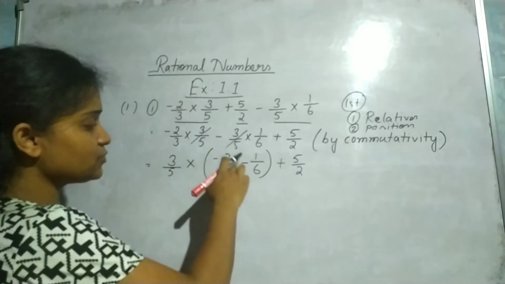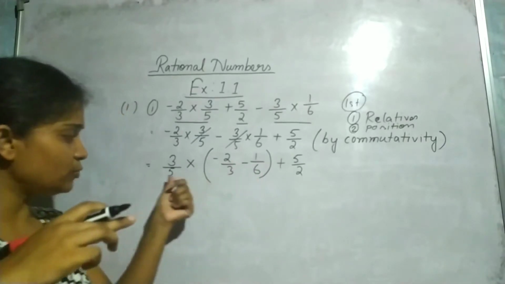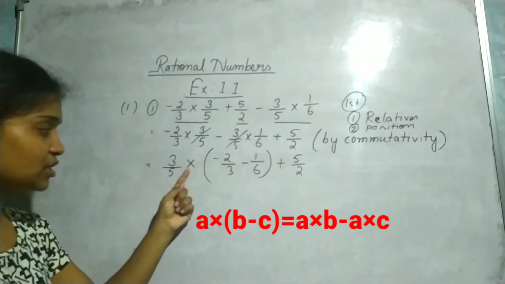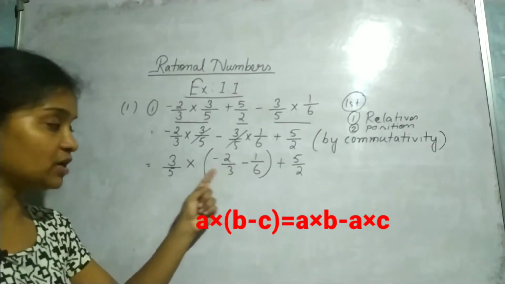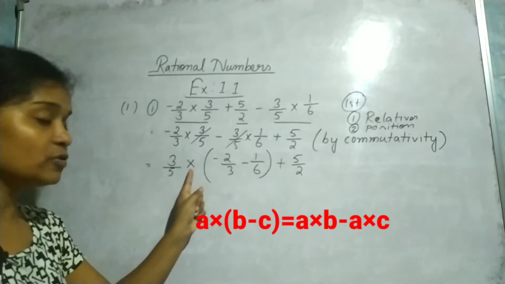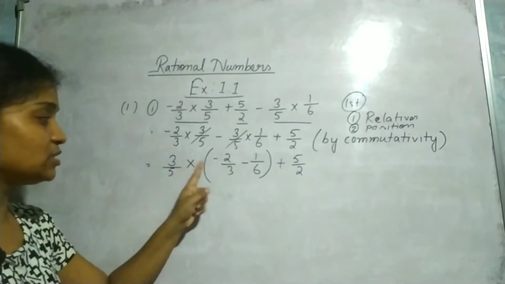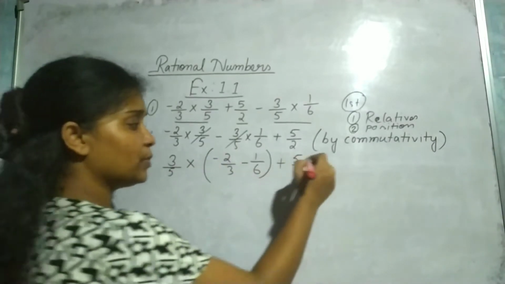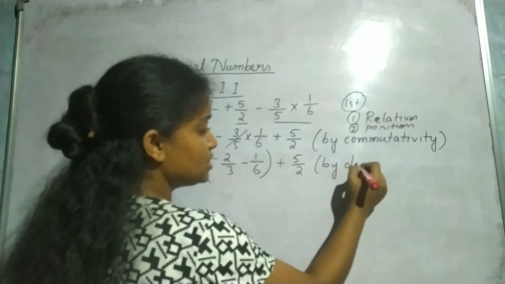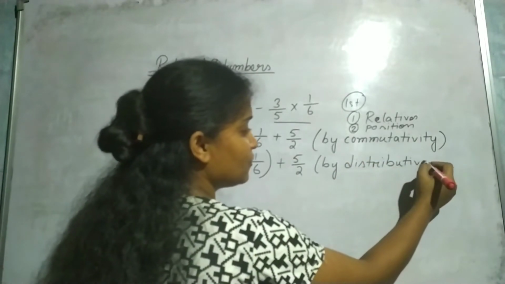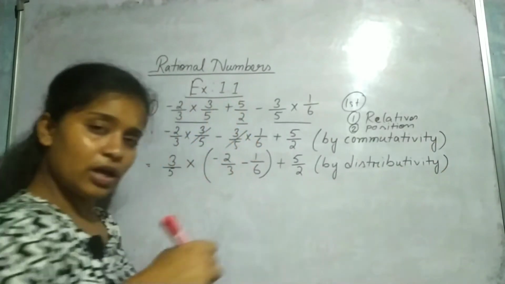Okay, here minus step, so I am writing minus. Now this is what property? There is a minus sign in the middle and outside there is multiplication. This is distributive property over what? Subtraction. If there are two different signs, like one multiplication and one subtraction, or one multiplication and one addition, then this is what property? This is distributive property, or you can write by distributivity.